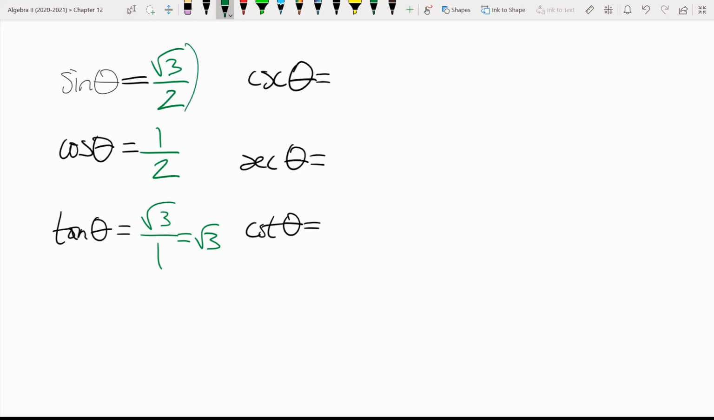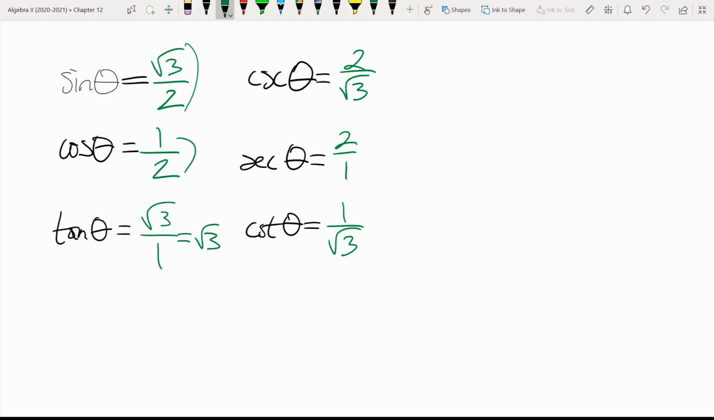So I just have to take this here and write it as the reciprocal, 2 over square root of 3. And this is going to be 2 over 1. And this one here is going to be 1 over the square root of 3 if I flip that. Okay, but I've got a little bit of a problem here, and it's an easy one to fix.